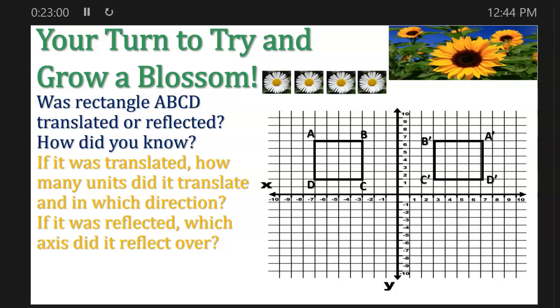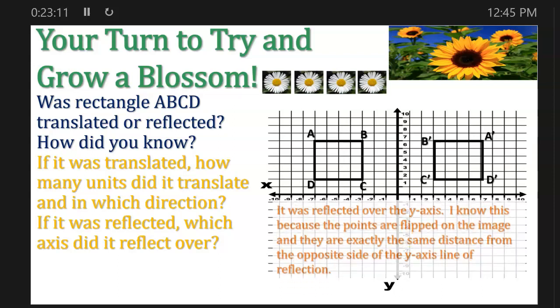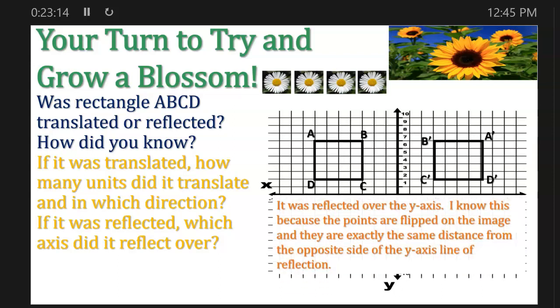Okay, so this rectangle here was reflected, not translated, over the y-axis. And I know this because the points are flipped on the image and they are exactly the same distance from the opposite side of the y-axis line. So if this had been just a translation to the right, then the A and B would still say A, then B. But it doesn't. The A and B have been flipped around, and so has the C and the D, which means it had to have flipped over the line and not just a slide. So this is definitely a reflection over the y-axis.